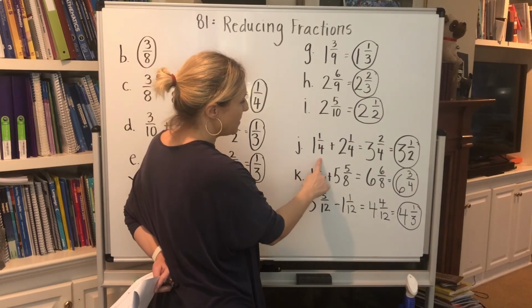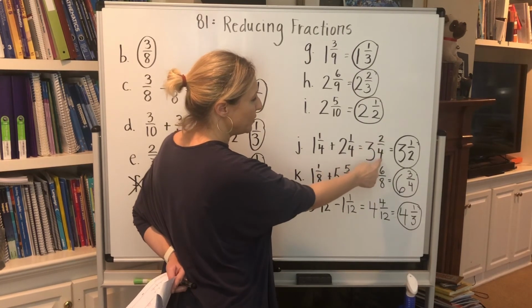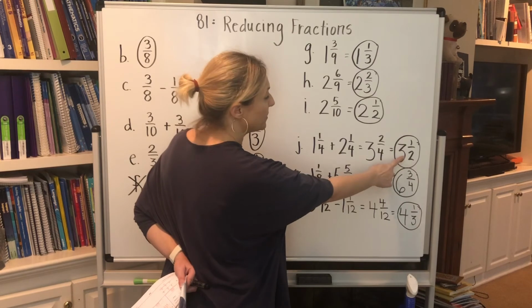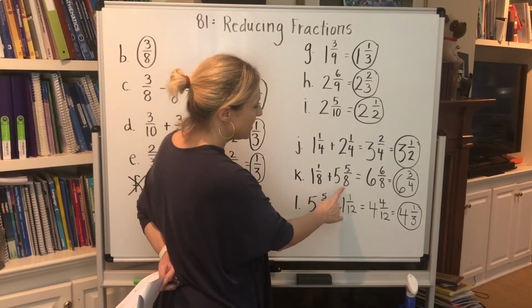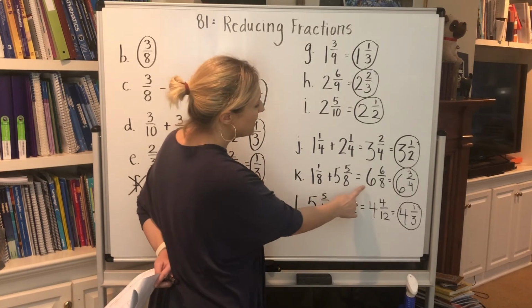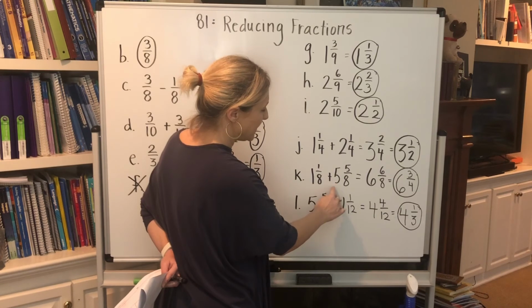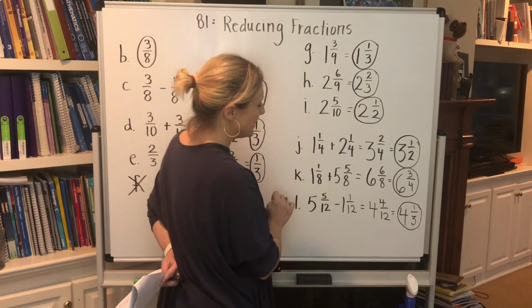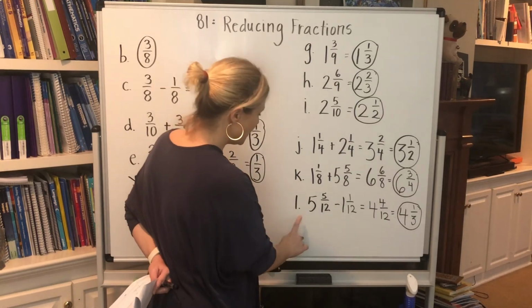J, 1 and 1/4 plus 2 and 1/4, you should get 3 and 2/4, which reduces to 3 and 1/2. For K, 1 and 1/8 plus 5 and 5/8 is 6 and 6/8. 1 plus 5 is 6, and 1/8 plus 5/8 is 6/8. Reduces to 6 and 3/4.